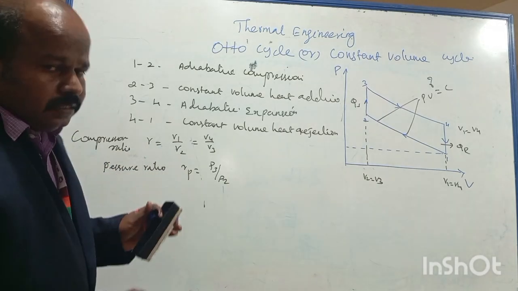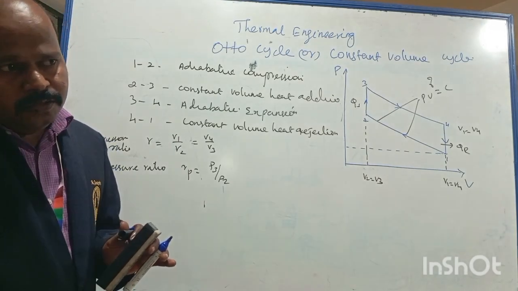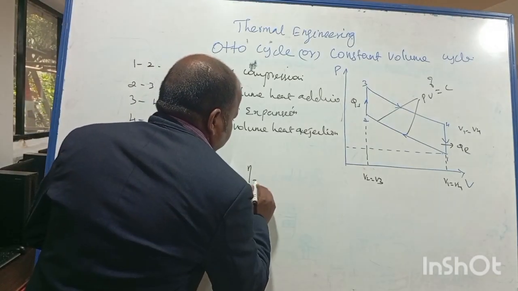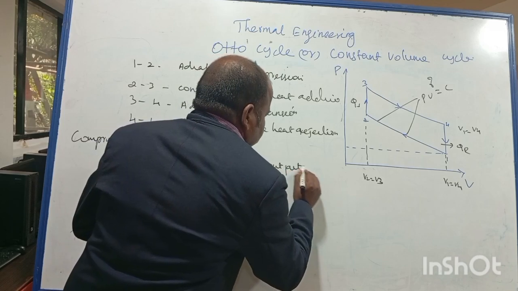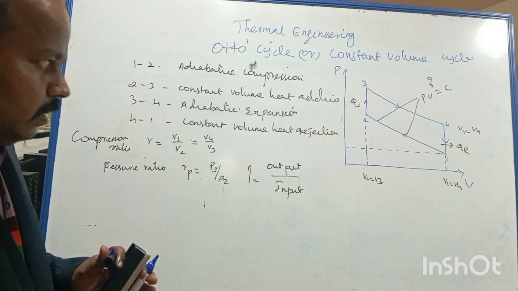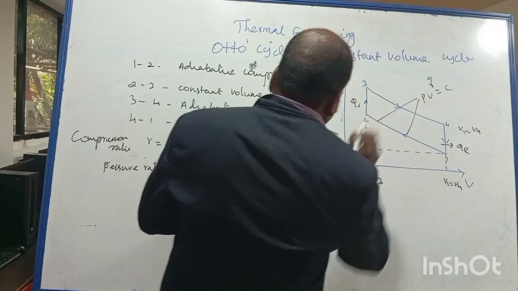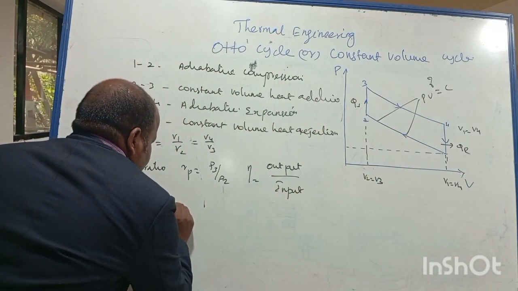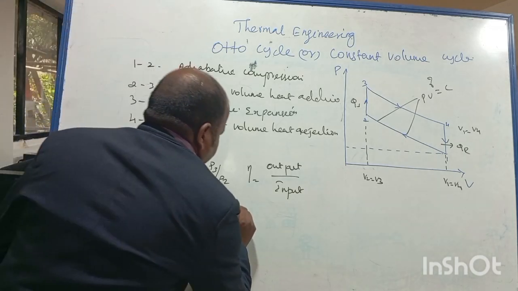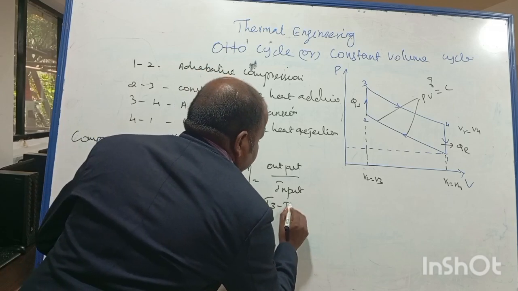What we are going to do in this particular cycle is derive the thermal efficiency of this Otto cycle. You should know what is meant by thermal efficiency. In general, thermal efficiency equals output by input, where the output is the work done. We can get the work done from process 3 to 4. So output or work done is equal to mCv into (T3 minus T4).